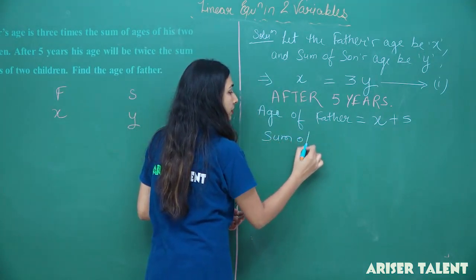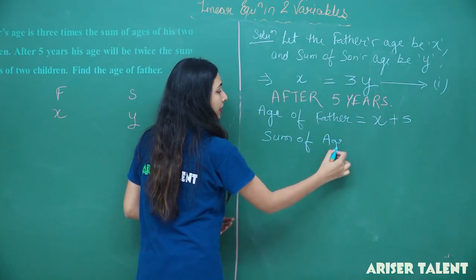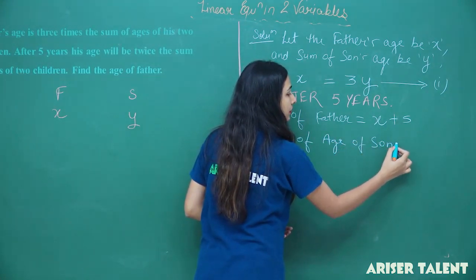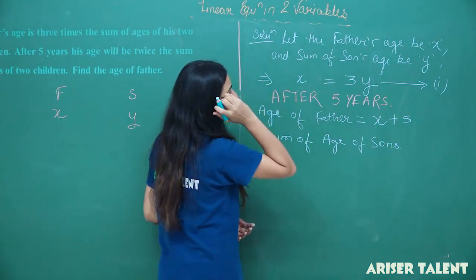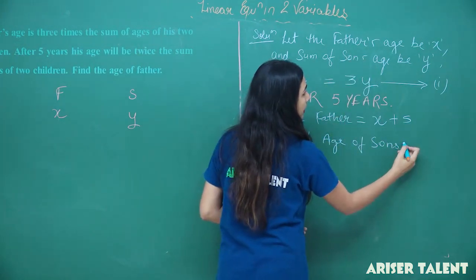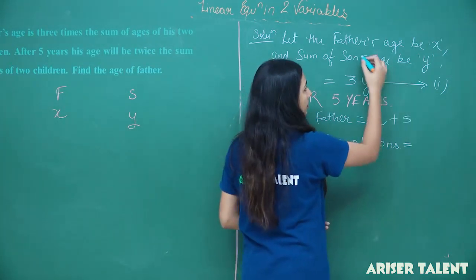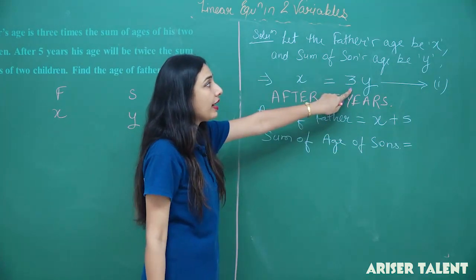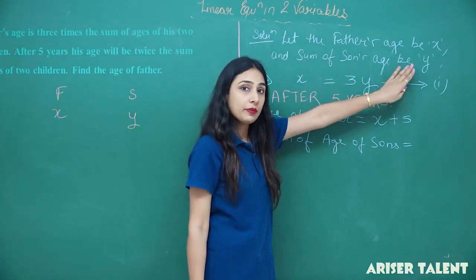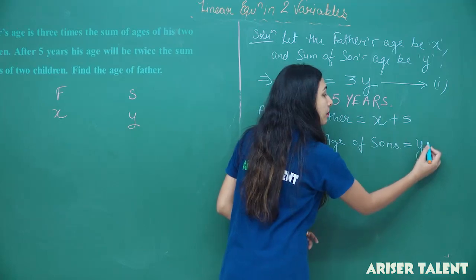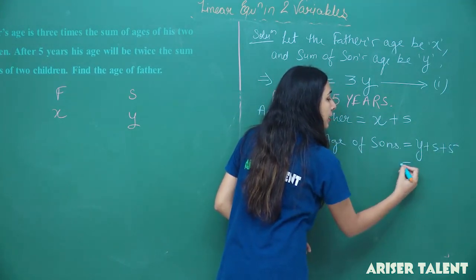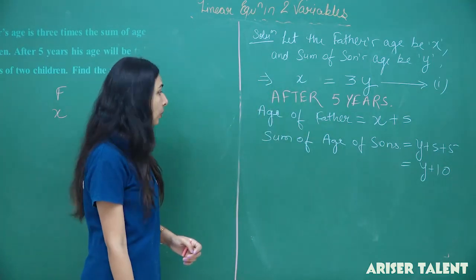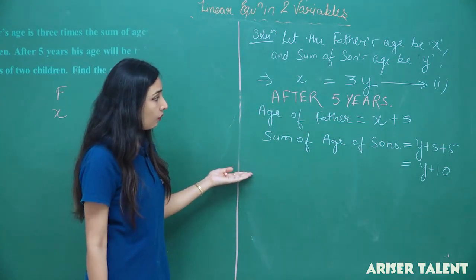Sum of age of sons, right, equals to that is y. Now, I am not going to use 3y. Present age is y, summation is y. So, y plus 5 equals to y plus 10. Yes, okay. Now, what is saying?